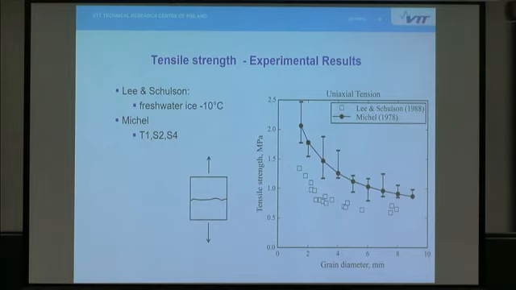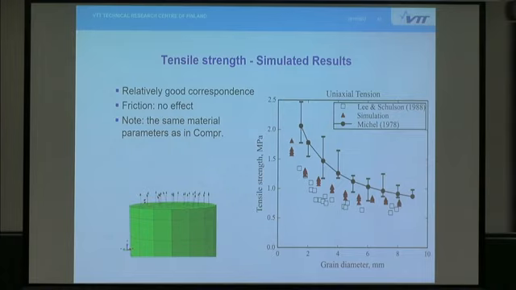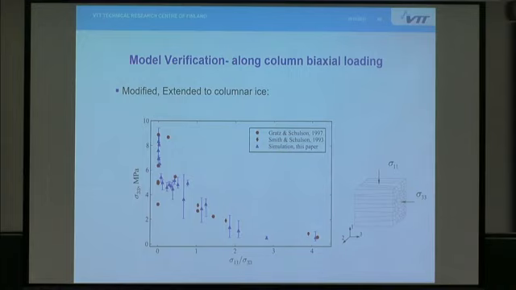Then comparison to tensile stresses, and now I have to point out that these are exactly the same material parameters. Nothing has changed. The red ones here are simulation results. It's a function of grain size, and there's a tensile strength, and the other ones are test results. So it fits quite nicely to the test results. And just recently I've extended this model. What I showed was for granular ice, but I've extended the same idea to columnar ice.